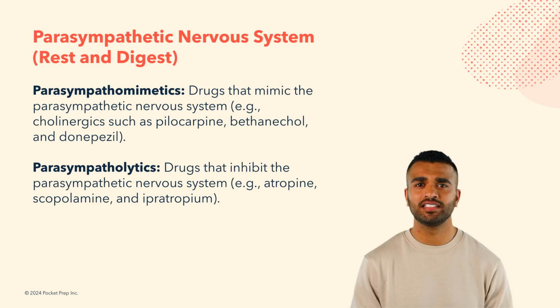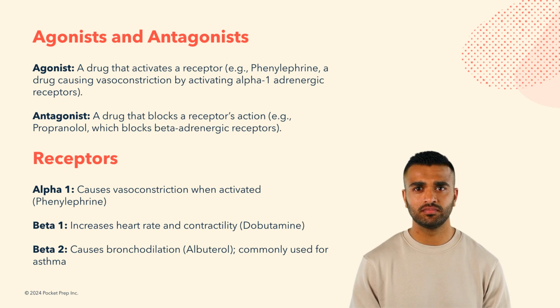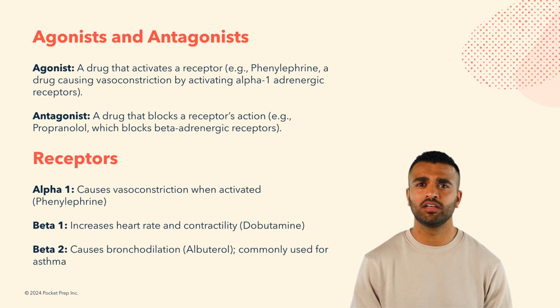While understanding these systems is essential, it's also crucial to grasp how different drugs interact with receptors in the body. This brings us to the concepts of agonists and antagonists. An agonist is a drug that activates a receptor. An antagonist is a drug that blocks a receptor's action. Alpha-1 receptors cause vasoconstriction when activated. Beta-1 receptors increase heart rate and contractility.